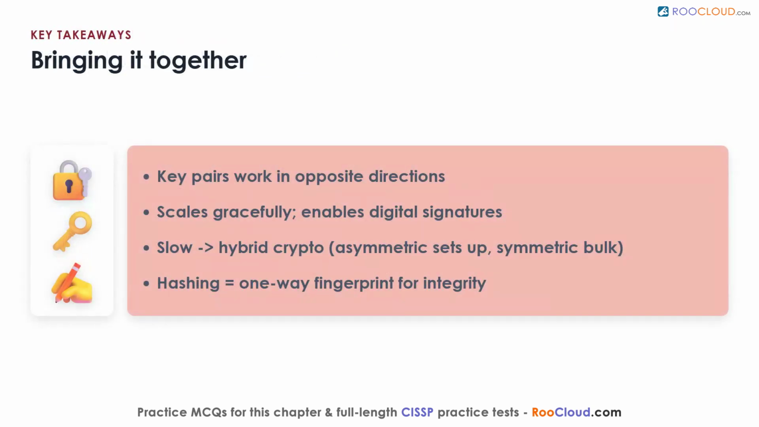So let's bring it together. Asymmetric encryption gives everyone a public and a private key that work in opposite directions. It scales gracefully since each user needs just one pair, and it unlocks digital signatures that provide integrity, authentication, and non-repudiation. Its one weakness is slow speed, which we solve with hybrid cryptography, using asymmetric to exchange a key and symmetric for the bulk. Hashing produces a one-way fingerprint that guards integrity. Together, these round out the modern cryptographic toolkit.